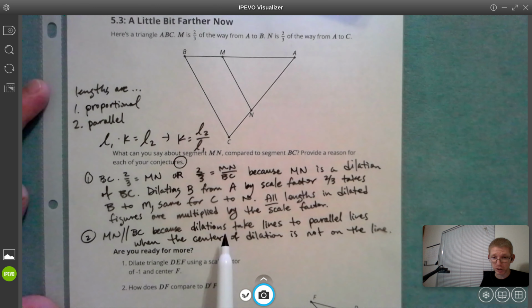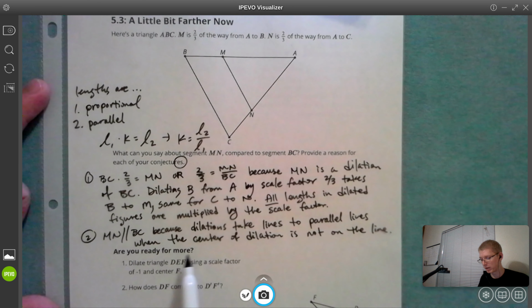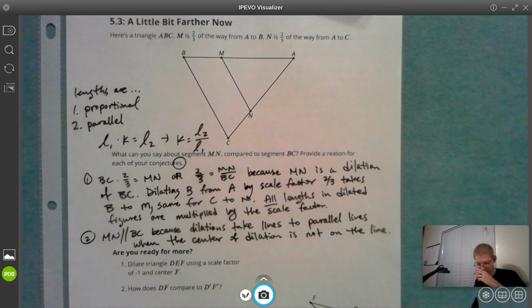And what's our justification for that? Because dilations take lines to parallel lines. Okay? It's in this particular case when the center of dilation is not on the line. So, yeah, that's it for this activity.